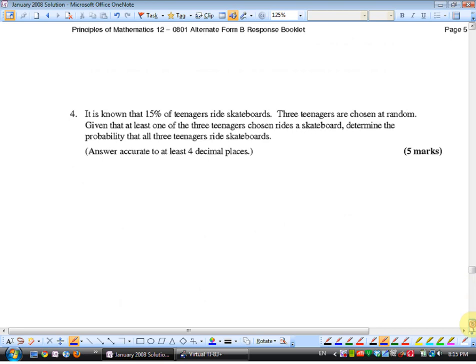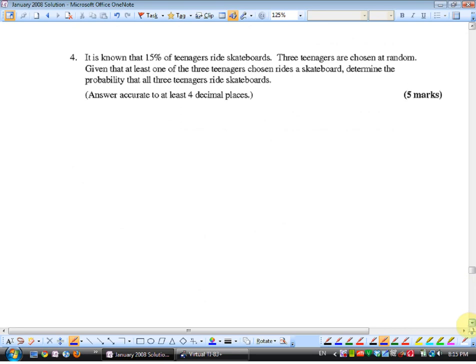Number four. Probability question, and I see it's a conditional probability question. It says it is known that 15% of teenagers ride skateboards. Three teenagers are chosen at random. Given that at least one of the three teenagers chosen rides a skateboard, determine the probability that all three ride skateboards.